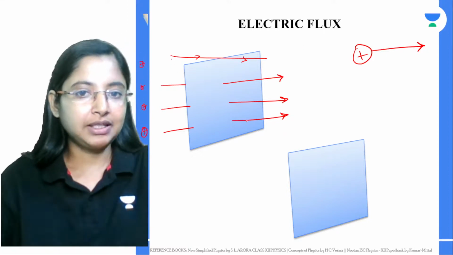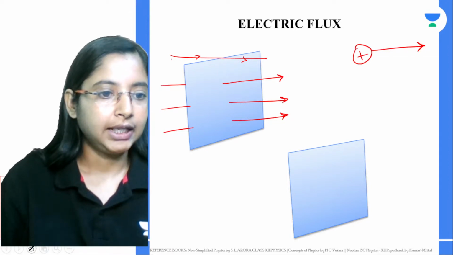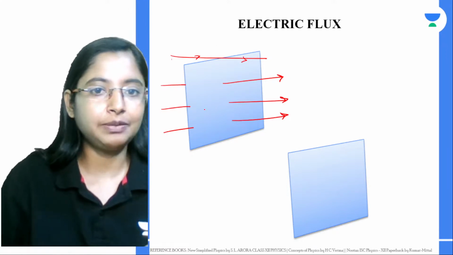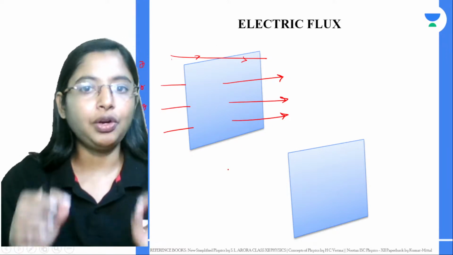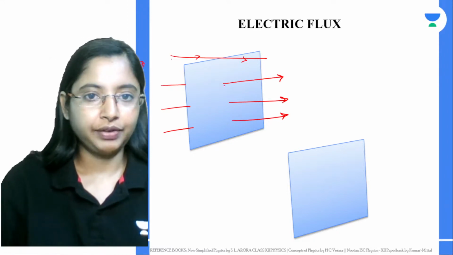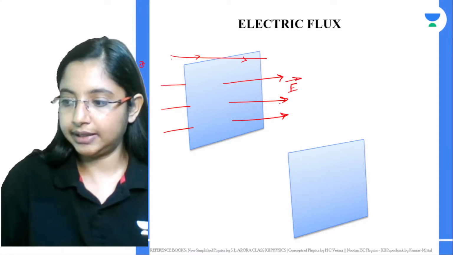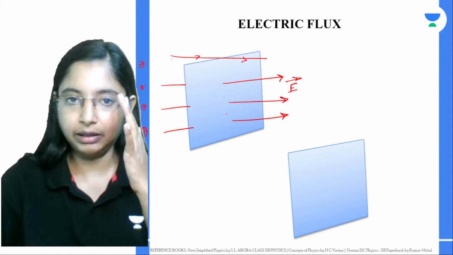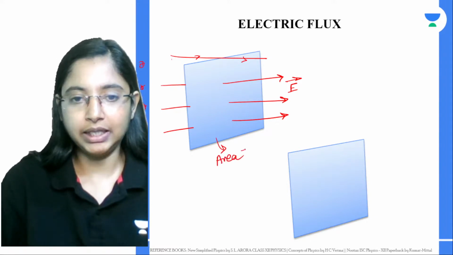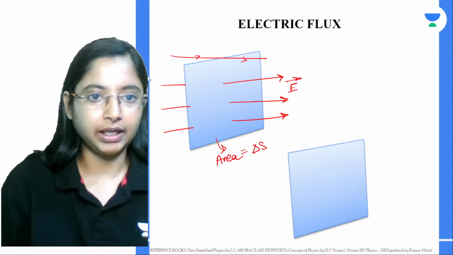Now, if you place an area vector in that place, we can actually know how much field lines are passing through this particular area. That gives you your electric flux. So if this is the electric field E, and let's say this particular surface, this particular area, is given by delta S, how many field lines are passing through this area?